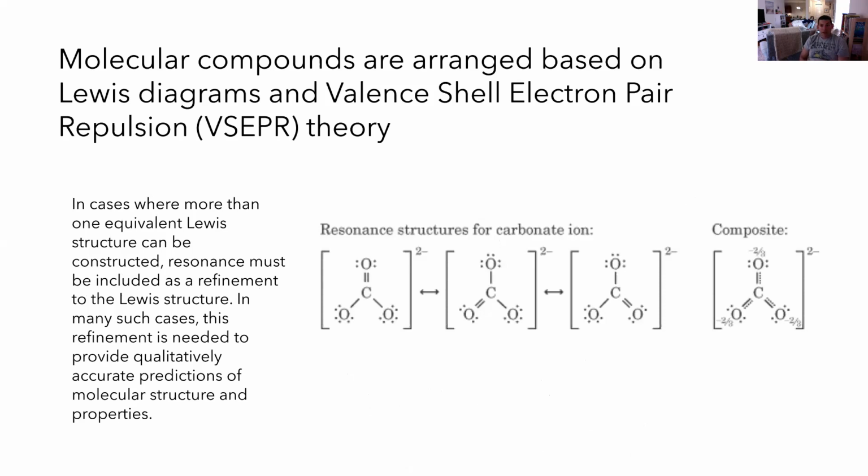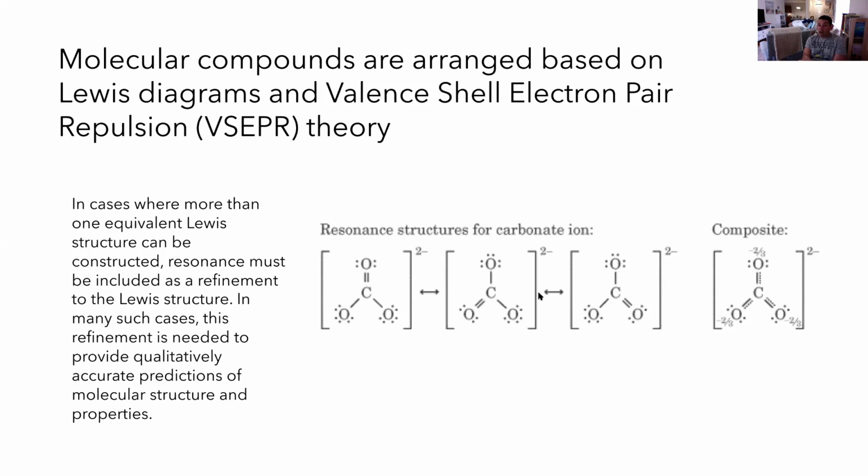So typically, whenever we have double bonds, if they could have been in multiple spots, we kind of think of the double bond as being in all of those spots at once. So here we have the carbonate ion. The double bond could be up top, lower left, lower right. We draw all 3 of them.